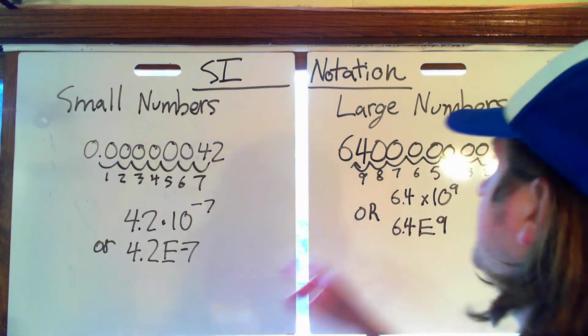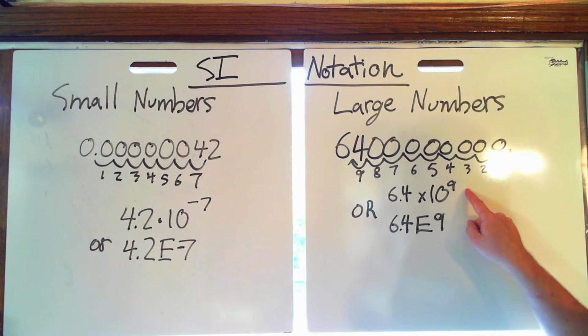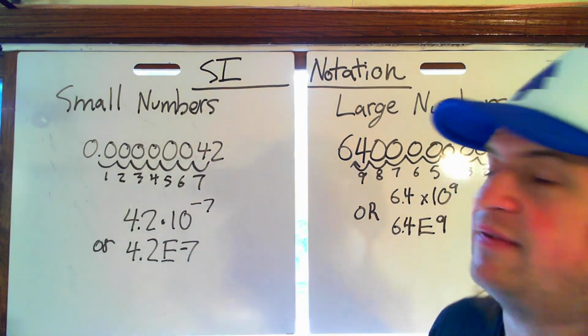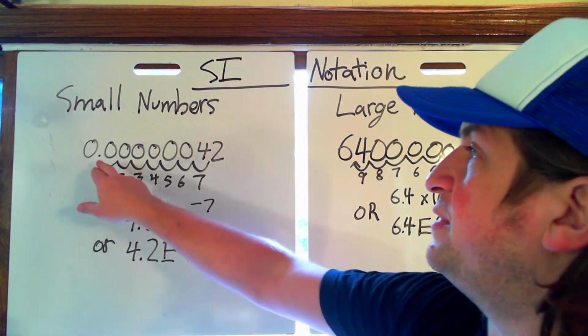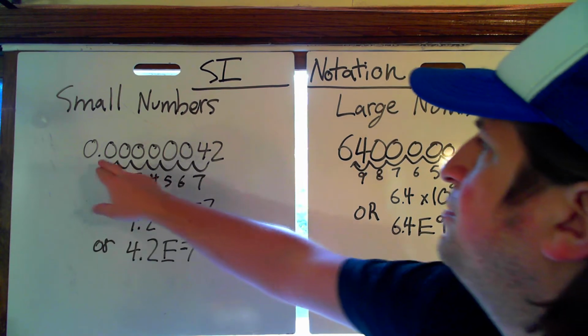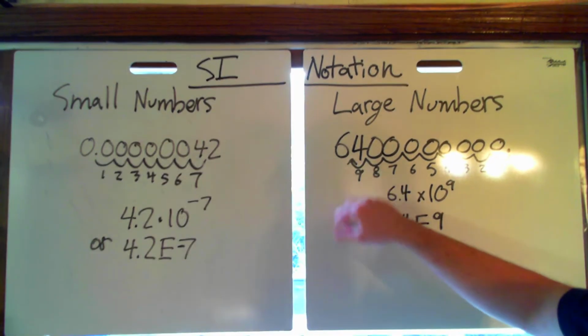Right? So just remember, really large number, you're moving to the left, and it's going to be a positive exponent. Really small number, you're moving to the right, and it's going to be a negative exponent. Either way, you're always moving the decimal place until there's only one digit to the left of it. So here we moved until there was 1 to the left of it to get 4.2. Here we moved until there was 1 to the left of it to get 6.4.